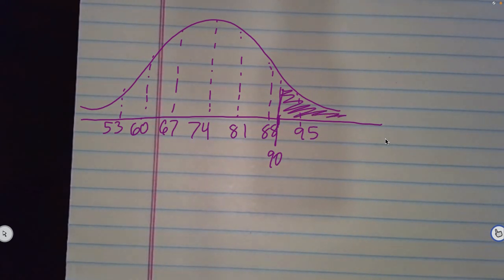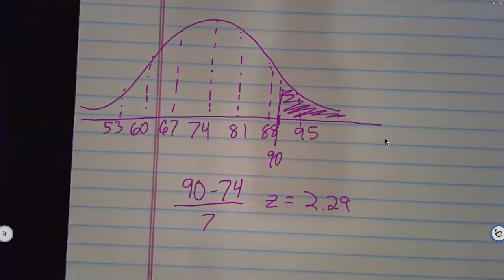So we would just do the 90. So 90 minus our mean, which is 74, divided by our standard deviation. Can somebody tell me my z-score? 16 over 7. As a decimal. My z-score is 2.28, and it should be positive because it's to the right. Now, wait, what is it? 2.29? Does it round up? Yeah, that matters. Okay, so 2.29.